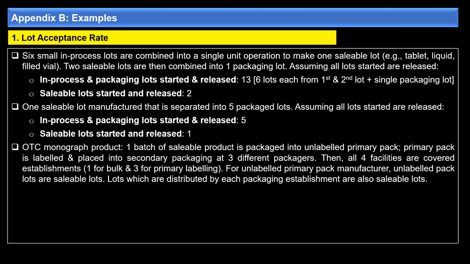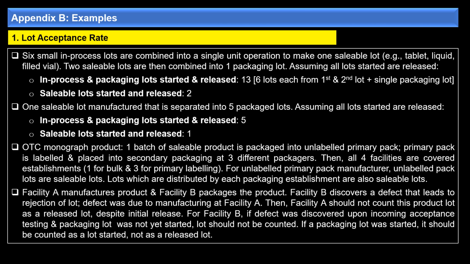Then all 4 facilities are the covered establishment, right? For an unlabeled primary pack manufacturer, the unlabeled lots are the saleable lots, while the lots which are distributed by each packing establishment are the saleable lots.